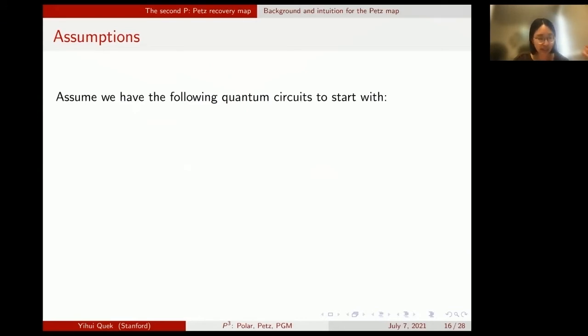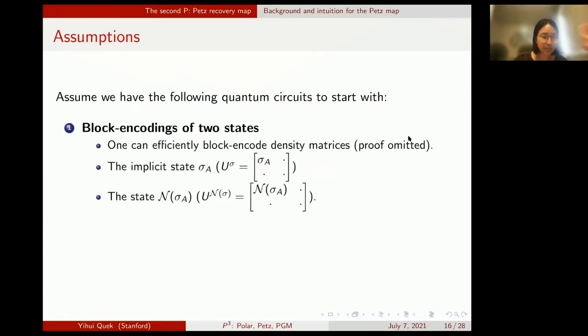And what assumptions do we need in order for this? Well, we assume that we start off with the following quantum circuits. So firstly, the Petz map is a function of two things, right? The implicit density matrix at its input, which is analogous to Px in the classical case. In the quantum case, we call that sigma A. And it's also a function of the channel N. So we need all these inputs.